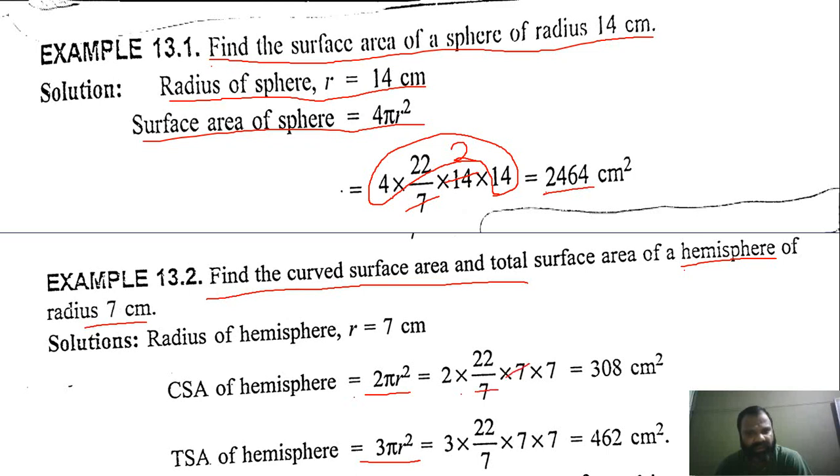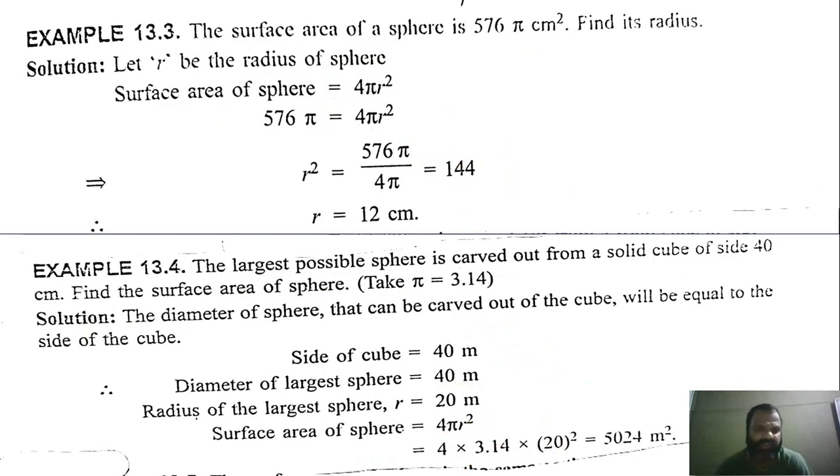7 and 7 will cancel, and 22 into 2 multiplied by 7, you get 308. Similarly, in the total surface area, 7 and 7 cancel, and multiply 3 into 22 into 7, you get this answer. Okay, next question.